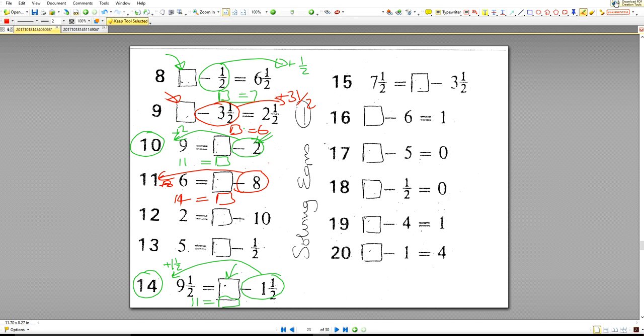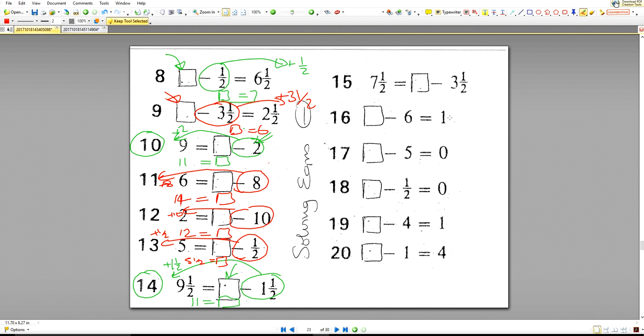So 2 is equal to something, take away 10. So opposite of minus 10 is? Add 10. So 10 add 2 is? 12. Opposite of minus a half is? Add a half. So we have 5.5 is equal to the missing box. Yes. Okay, are we happy with that?